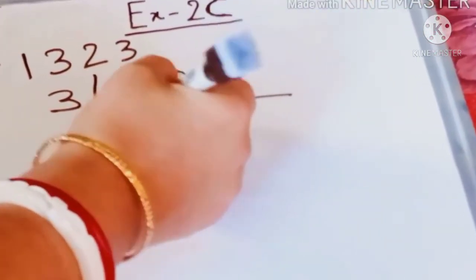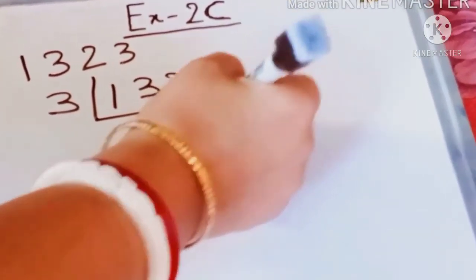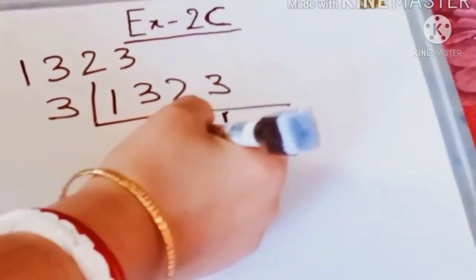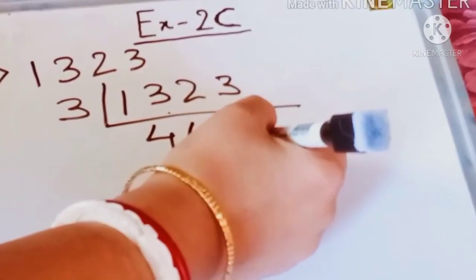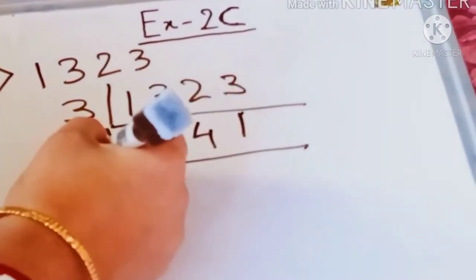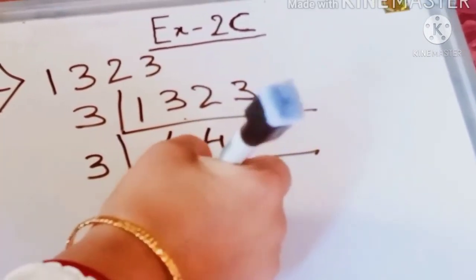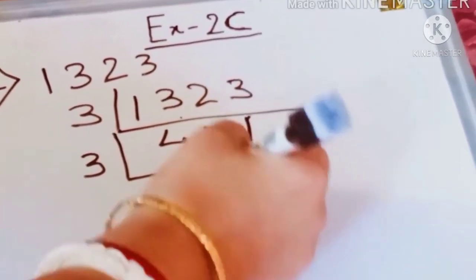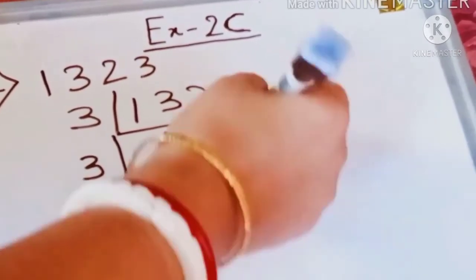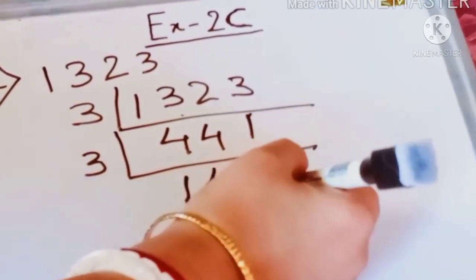3 4s are 12, 3 4s are 12. 3 1s are 3. 441. See, again it is divisible by 3. 4 plus 4, 8. 8 plus 1, 9. So we will be dividing it by 3. 3 1s are 3. 3 4s are 12. 3 7s are 21. 147.